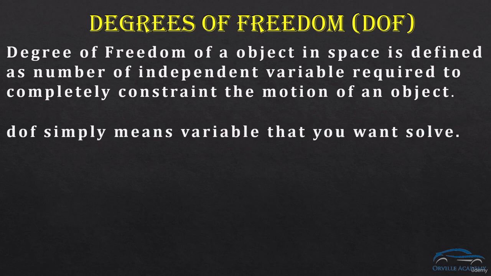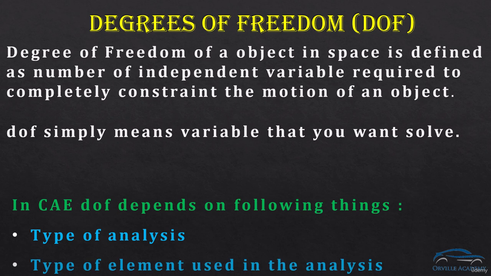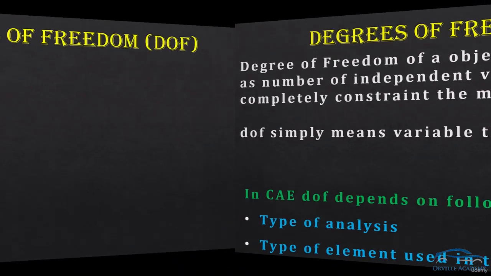In CAE, typically degree of freedom depends upon two things. First is the type of analysis we are going to perform, and the second is the type of element. In this session, we will talk about how the type of analysis affects the degrees of freedom, and in a later session, we will talk about how the choice of element affects the degrees of freedom. Since as of now we have not talked about the element, we will keep the second point for the later section. Now let us discuss how the type of analysis affects the degrees of freedom.